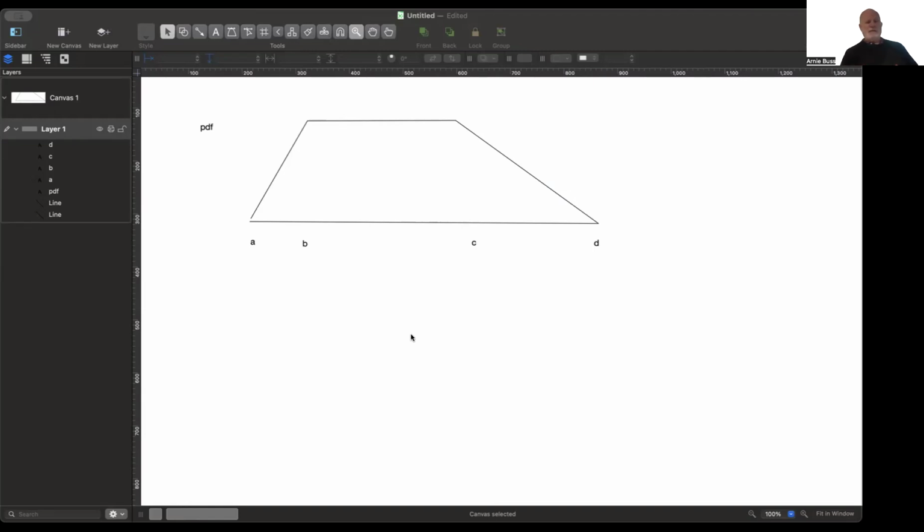So 3 guesses why this is called a trapezoid PDF. The PDF is a trapezoid. Okay. All right. So we want to generate from this.